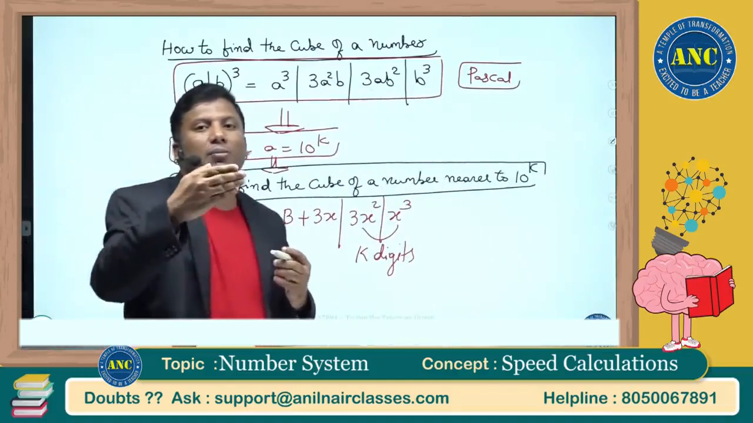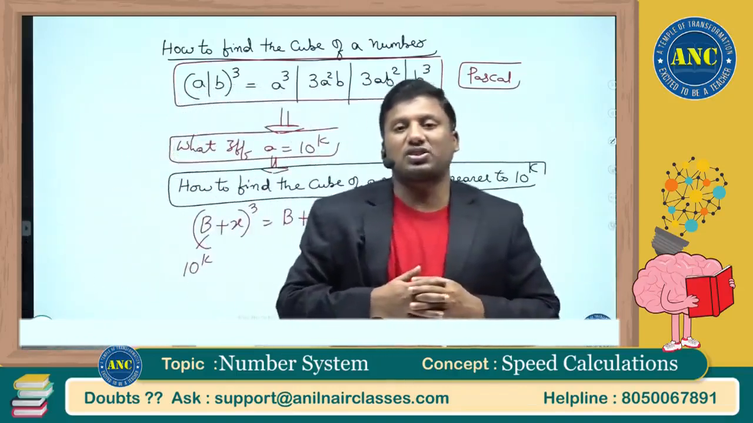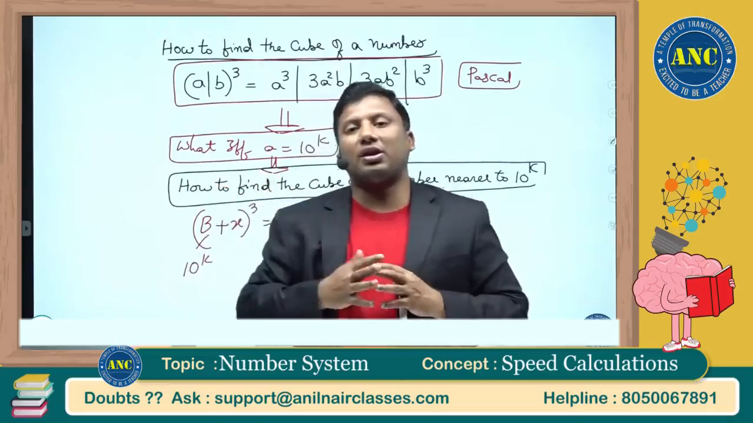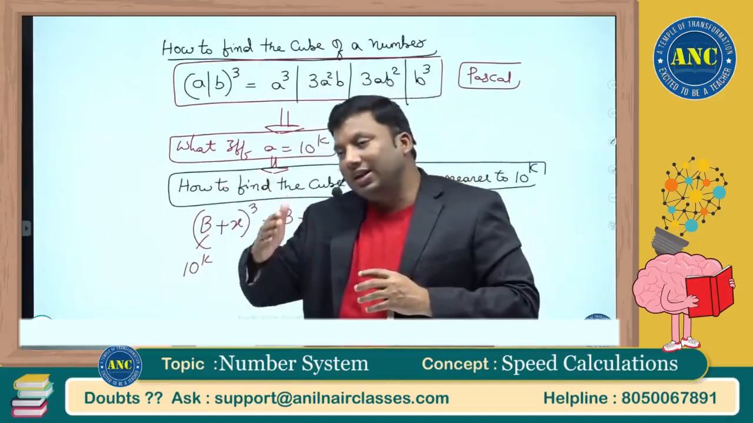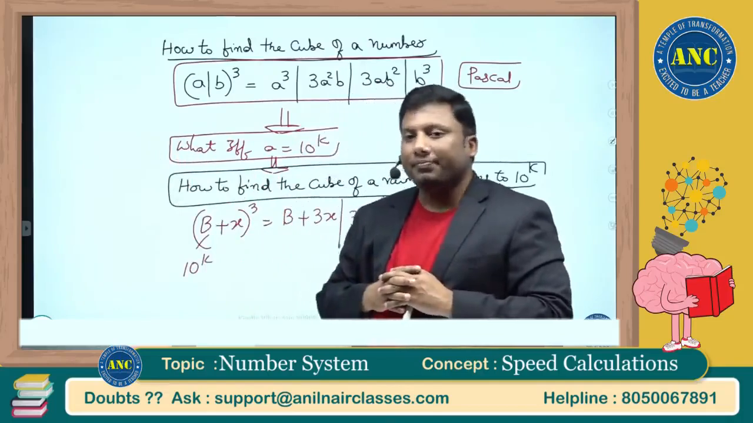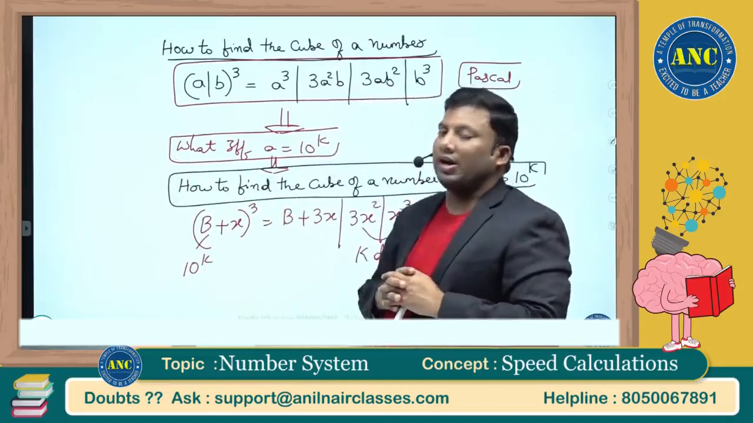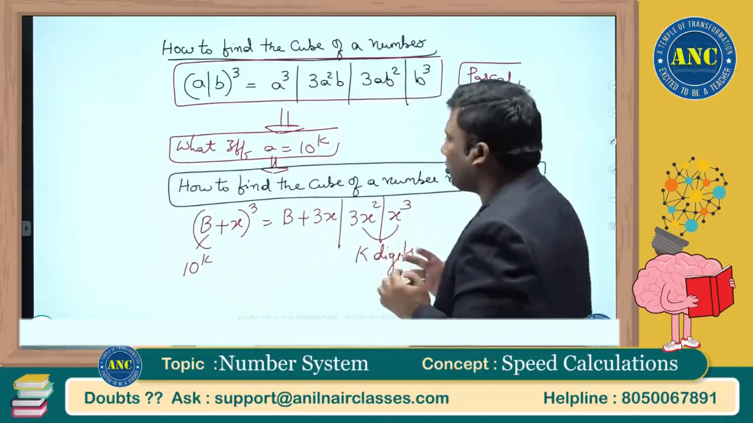Suppose there is an increment of 4% in the first year: on 100 there is an increment, making it 104. Like that, it happens for 3 years. So 104 into 104 into 104. You can solve this problem.